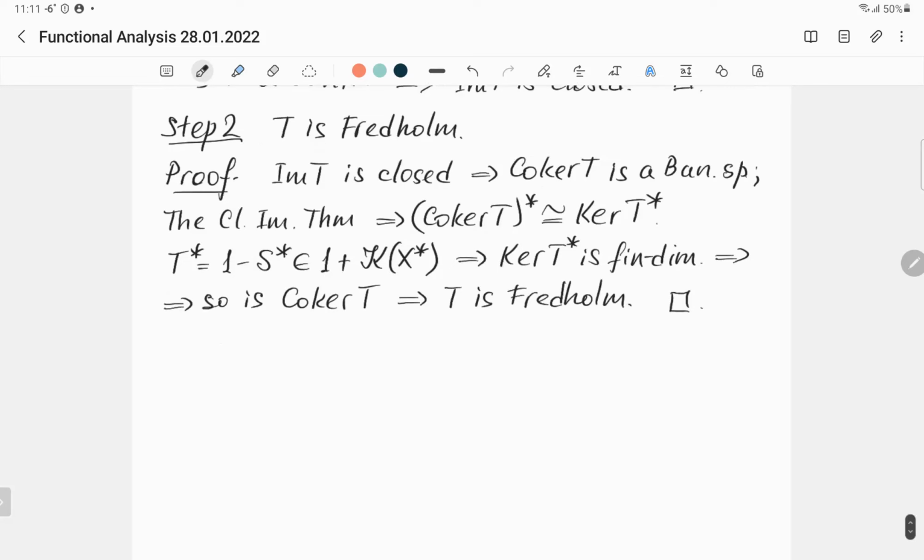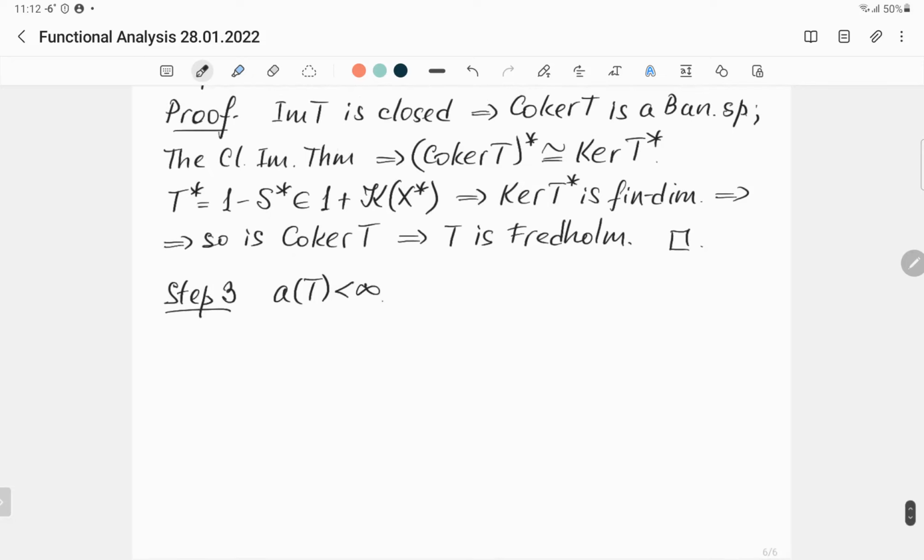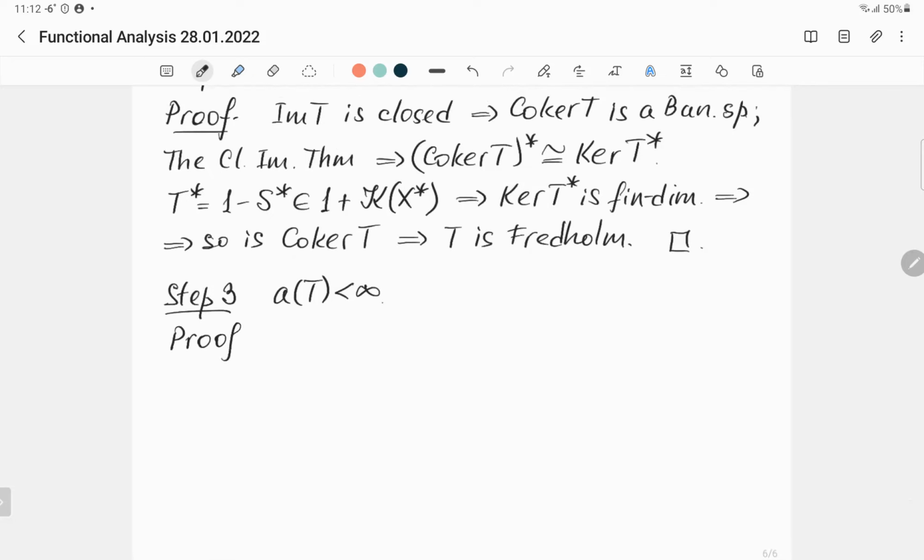Now, before proving that the index of T is 0, let's show that T has finite ascent. This is step 3. T has finite ascent. Well, why is it so? Assume that this is not the case. Assume that the ascent of T is infinite. This implies that the chain of the kernels is strictly increasing. Kn is properly contained in Kn plus 1 for each n.